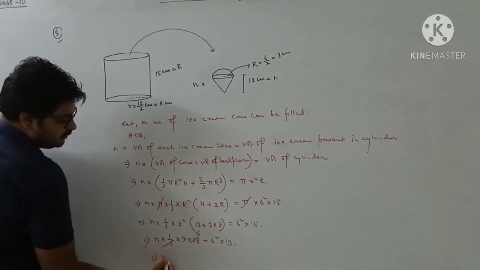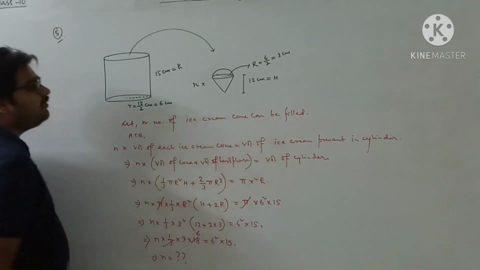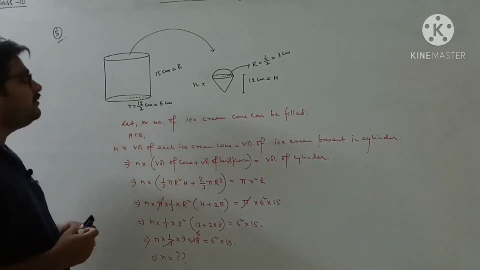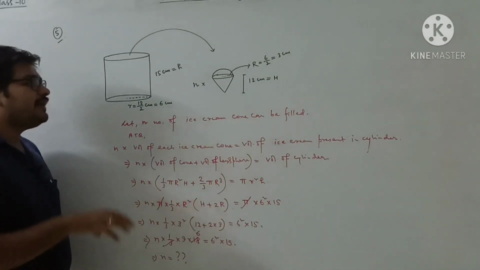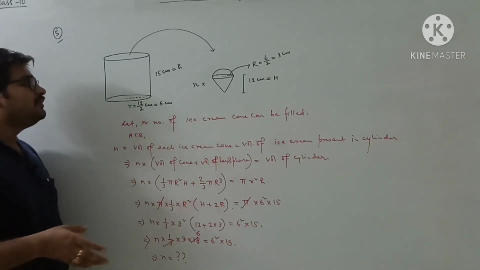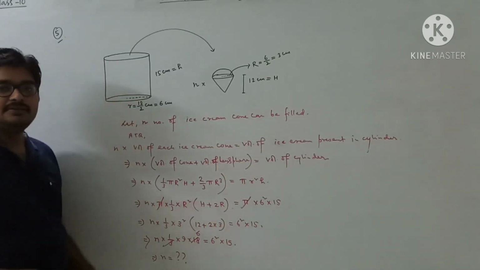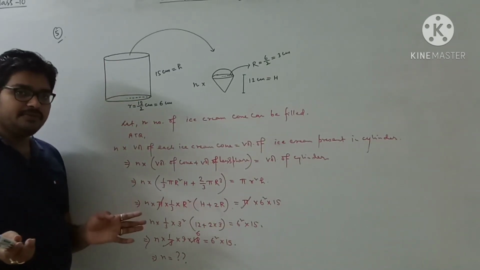Now the leftover part you do yourself. Find out n, then write the final answer. Therefore, this many numbers of ice cream cones can be filled up with the ice cream present in the cylinder. I think it's clear to you.